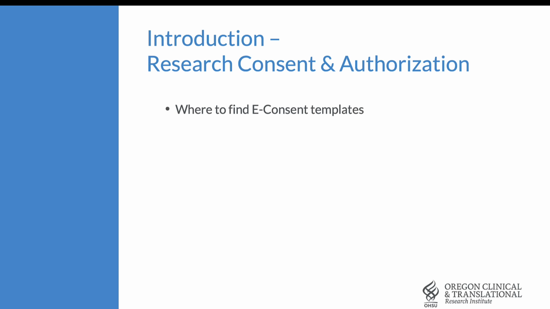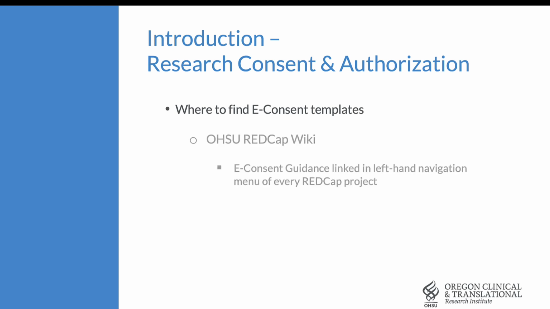The e-consent templates can be found in three places. You can download a template zip from the OHSU REDCap wiki. You can follow the link e-consent guidance, which is included in the left-hand navigation menu of every REDCap project. You can download the templates from the REDCap shared library. Simply search by the term OHSU to find those templates.